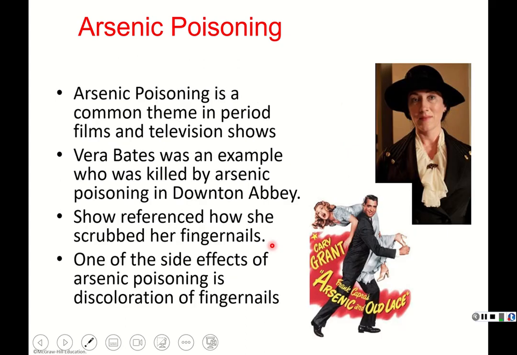So this is a common theme in some period shows. The biggest example probably recently has been in Downton Abbey. It was used to kill off a character. The show referenced how she scrubbed her fingernails. One of the side effects of this poisoning is the discoloration of fingernails.